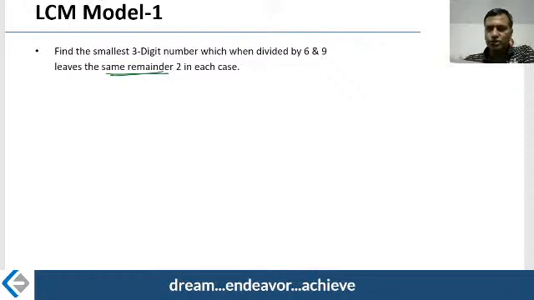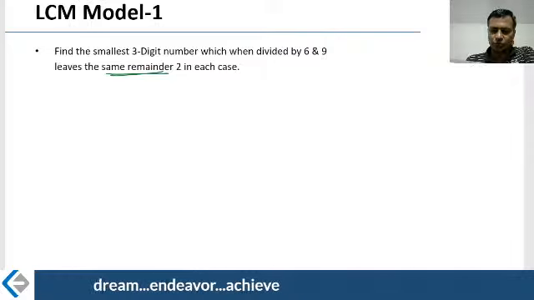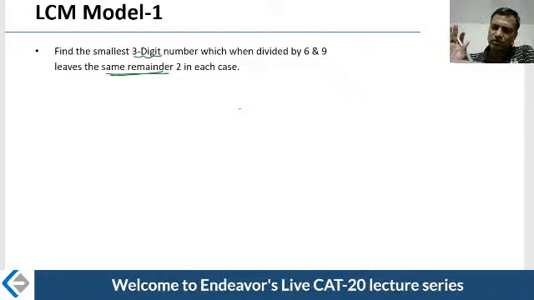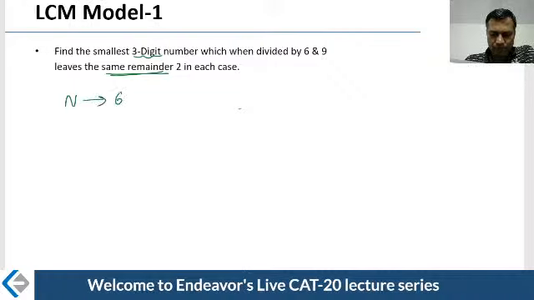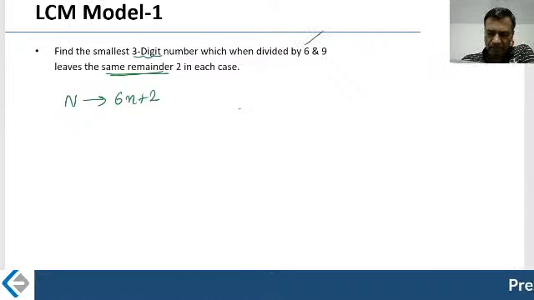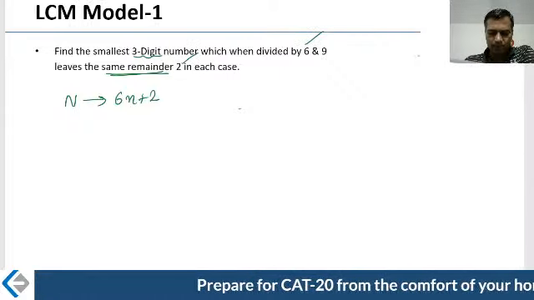Let me first do this question and then give you the general form. What does it mean? There is a number. First, let us find it. Let's not worry about a 3-digit number. Let me get one number. Your number can be written as 6 times a multiple plus 2. That's the division algorithm, because when it is divided by 6, the remainder is 2. That's how the number should be.